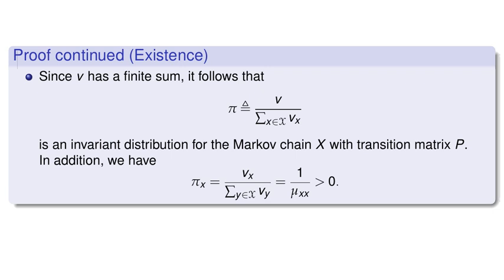Since v has a finite sum which is mu sub xx, it follows that pi, defined as v divided by the sum over all x in script X of v sub x, is an invariant distribution for the Markov chain X with transition matrix P. In addition, we have pi sub x equals v sub x divided by the sum over y in script X of v sub y. This is 1 divided by mu sub xx, which is greater than 0 because the chain is positive recurrent.